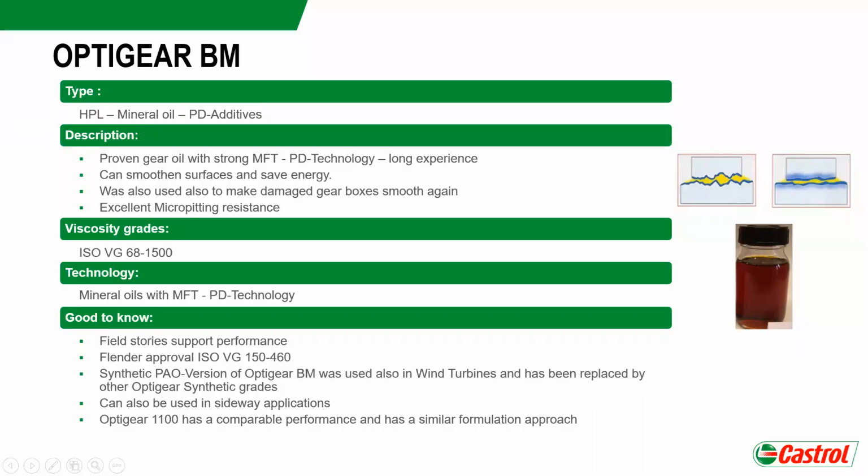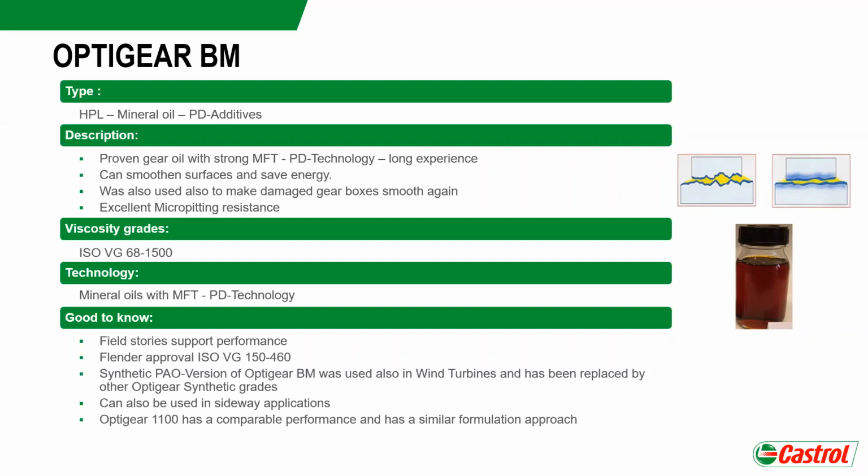And on the next slide, I've included a description of the range. It's based on microflux plastic deformation technology, which we've heard about, provides gear surface smoothing effects, low friction, and high micropitting resistance performance. It is Flender approved as well, and due to the low friction, it can also be used in slideway applications and can provide energy savings. Phil Booker will go into more detail for OptiGear BM and how it relates to total cost of ownership. So PD technology is a fundamental part of OptiGear BM given its low friction.